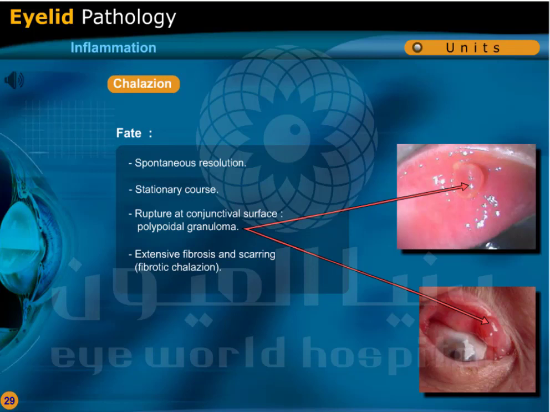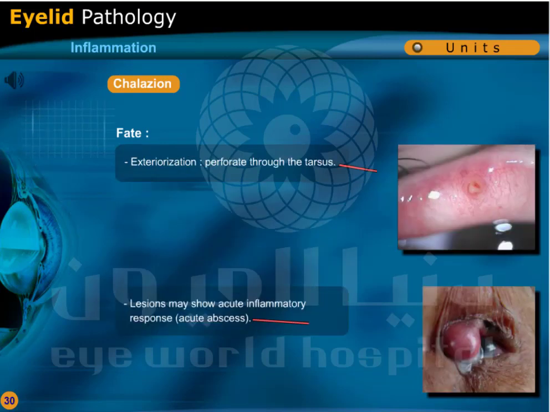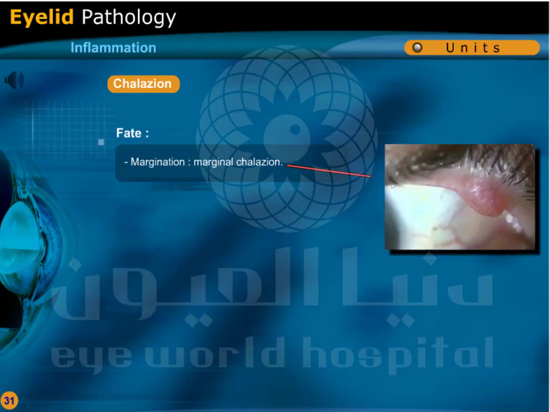polypoidal granuloma, extensive fibrosis and scarring, fibrotic chalazion, exteriorization as it perforates through the tarsus, or lesions may show acute inflammatory response, acute abscess. Also, the chalazion may undergo margination and is thus called marginal chalazion.